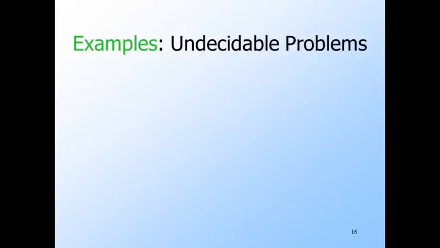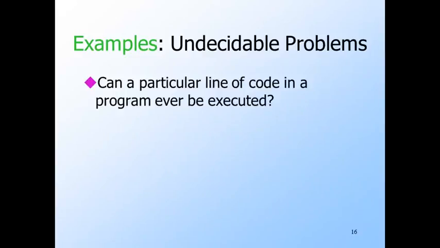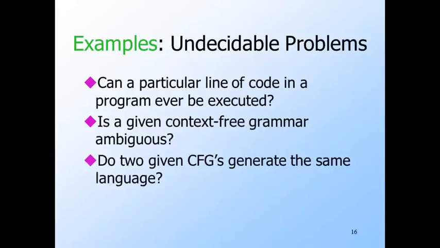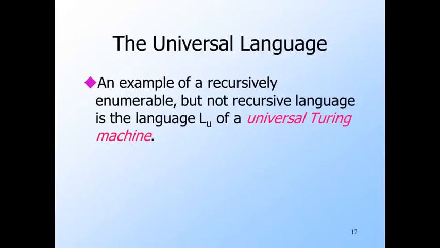So here are some examples of real problems that are undecidable. Will a program ever reach a particular line of code? Is a given context-free grammar ambiguous? Are two given grammars equivalent in the sense that they generate the same language? But still staying within the world of Turing machines rather than the real world, a necessary way station on our trek to the real world is to show a particular language to be recursively enumerable but not recursive.